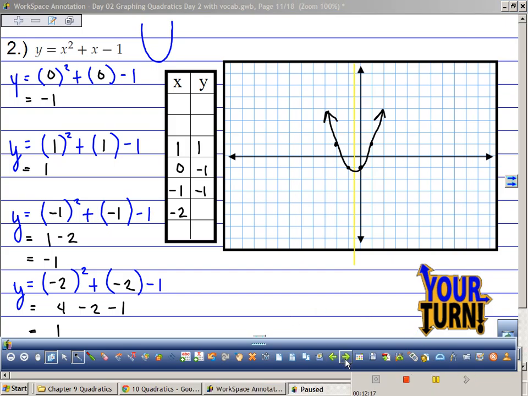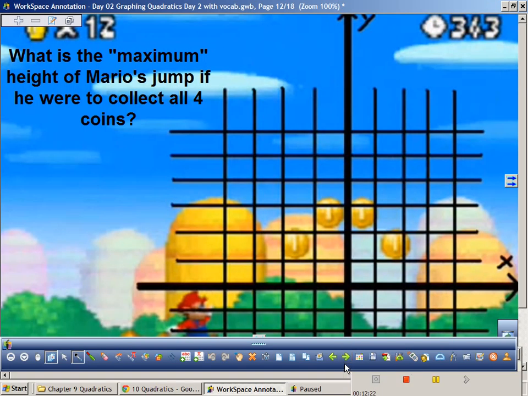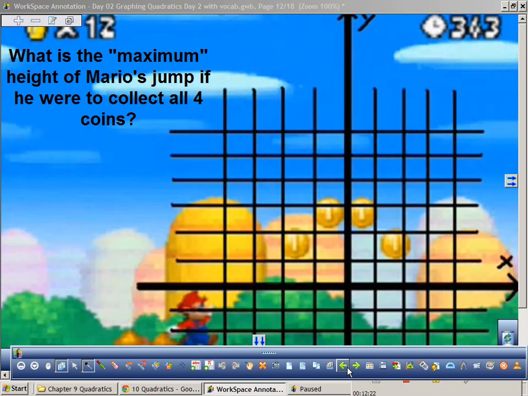Okay, so I'd like for you guys to have some time to do this for your homework, but I'd like to talk about some vocabulary. So put your pencils down and let's just talk vocabulary. So what is the maximum height of Mario's jump if he were to collect all 4 coins? Think about it for a second. 16?